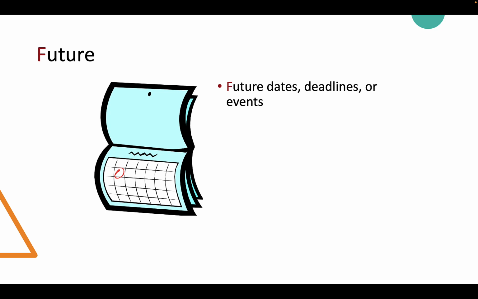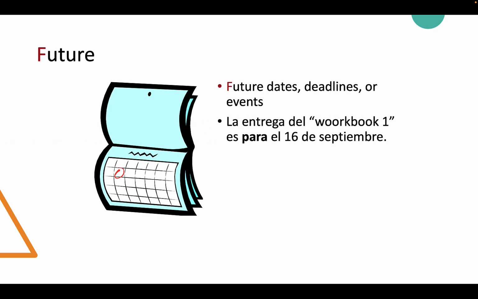Future. Specifically, when it comes, for instance, to deadlines, we see that in this example. La entrega del workbook 1 es para el 16 de septiembre. It needs to be turned in by, right? September the 16th.